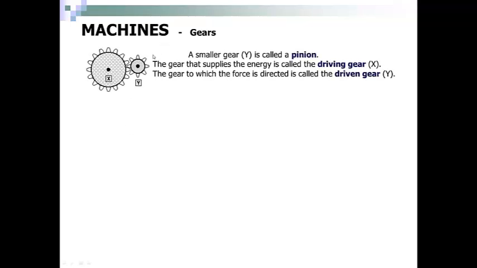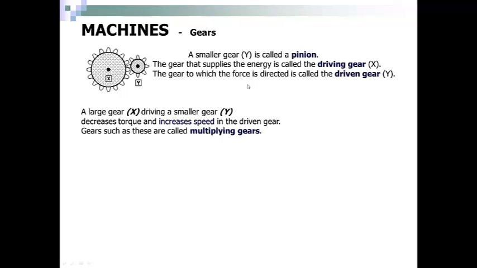The small gear here, Y, is called a pinion. The gear that supplies the energy is called the driving gear. That's X. The gear to which the force is directed is called the driven gear, which is Y. The large gear X driving a smaller gear Y decreases the torque and increases the speed of the driven gear. So torque is sort of like power. Gears such as these are called multiplying gears.